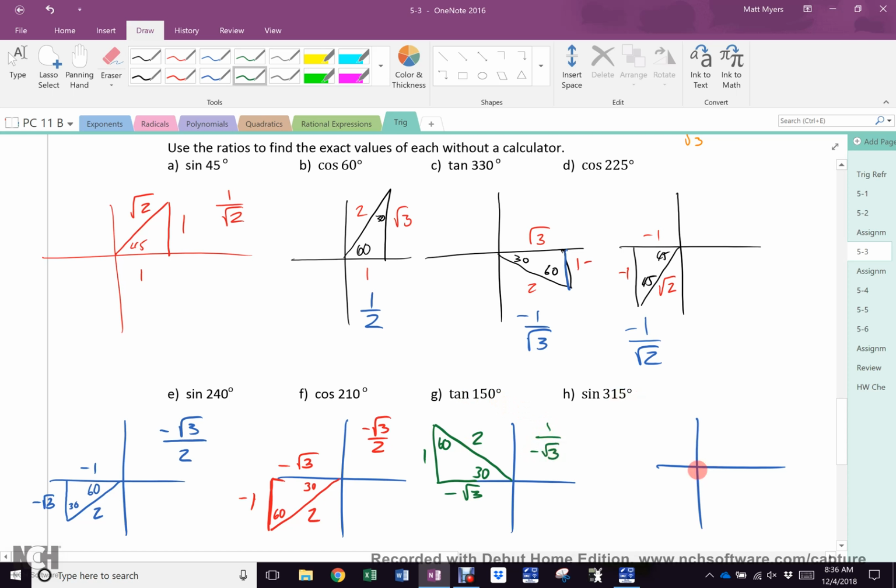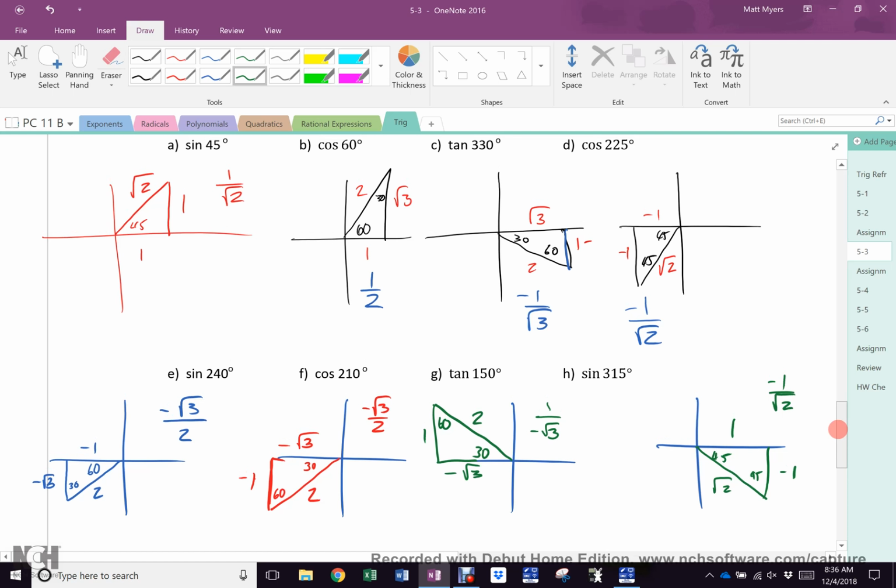And 315 comes down here. 45. So what does that make this? Negative 1 because it is going downwards. What does that make this? Positive 1. What does that make this? Root 2. What is the sine of 315? Negative 1 over root 2.